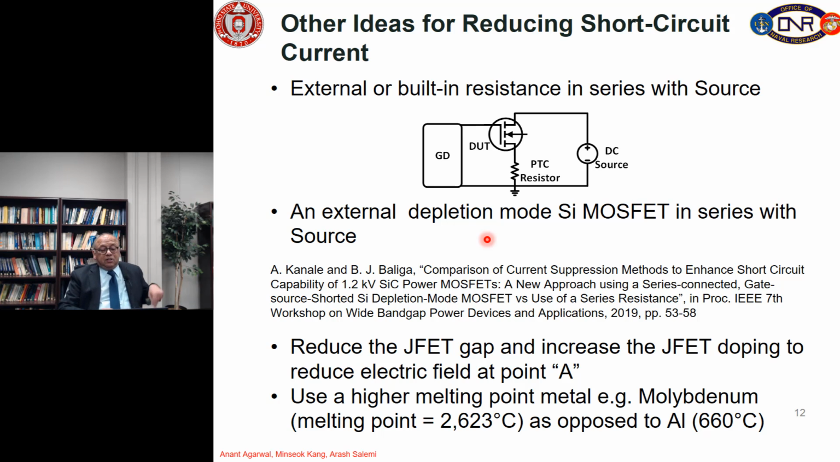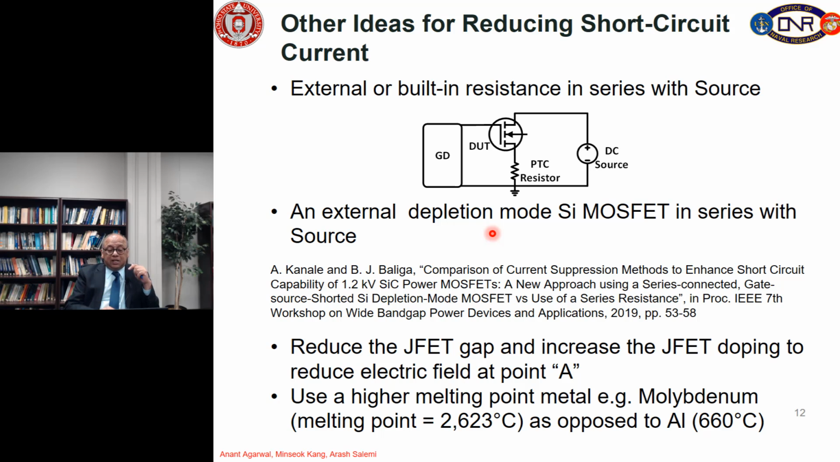Instead of putting the resistor there, they replaced that resistor with the depletion mode silicon MOSFET in series with the source. So, it's a large silicon MOSFET, it's depletion mode, meaning it is on, and they connect the drain to the gate. Then it just becomes a 2-terminal device. You can look at the reference.